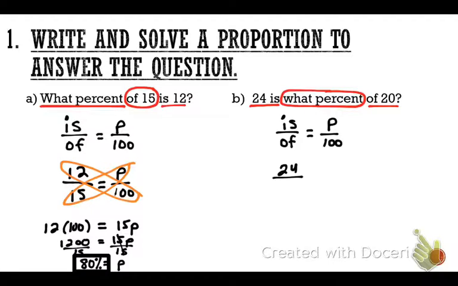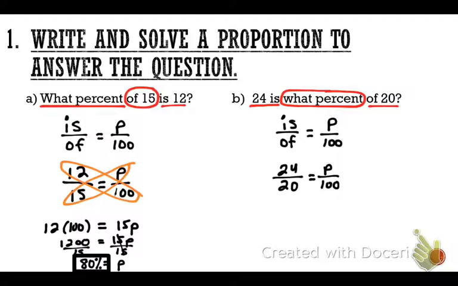Your of is 20. Very good. Do I know my P? Your P, no. Okay, we don't know what the percent is, but notice always the percent is going to be out of 100, okay? So now, can I do mental math on this problem?